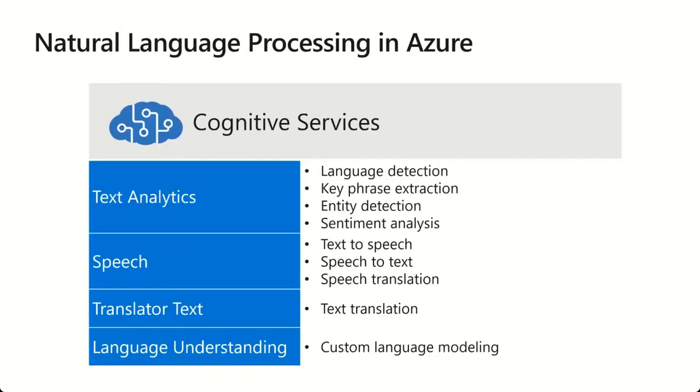Right? So in cognitive services related to text analytics, we have language detection, key phrase extraction, entity detection and sentiment analysis, and I'll have a short demo on this shortly. For speech, we have text to speech and speech to text, speech translation. For translator text, we have text translation. And for language understanding, we have custom language modeling. And we'll get to all those in a minute.